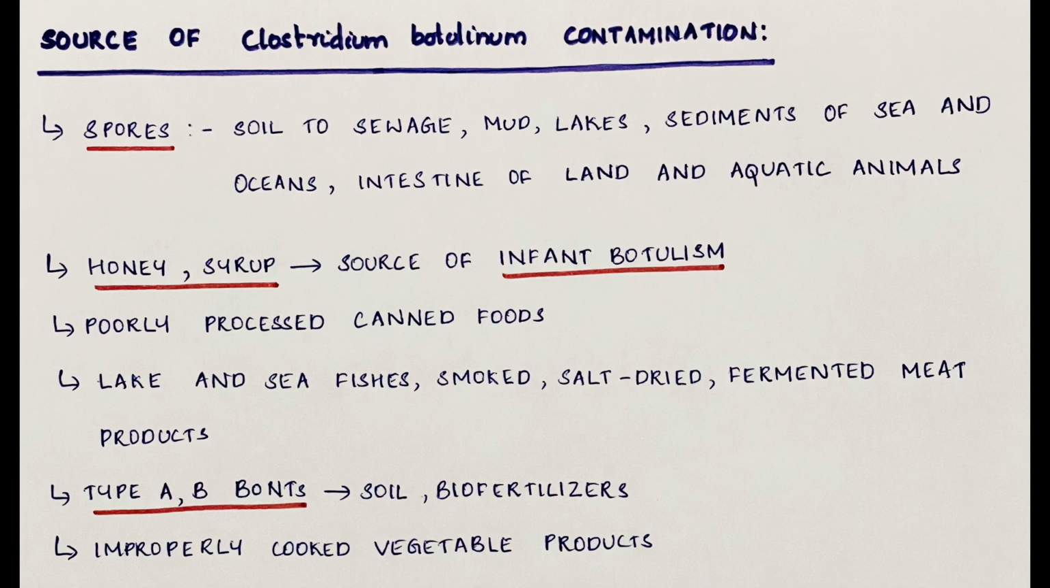Type A and B botulinum neurotoxins are commonly present in soil and biofertilizers. Therefore, they can contaminate vegetables and fruits. Improperly cooked vegetable products are also a source of contamination. It can include beans, baked potatoes, corn, mushrooms, onions and olives.